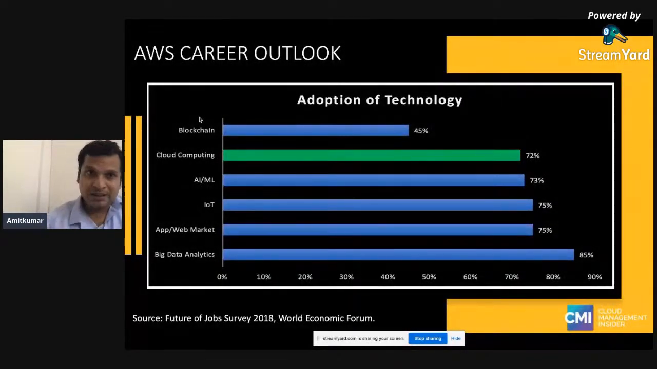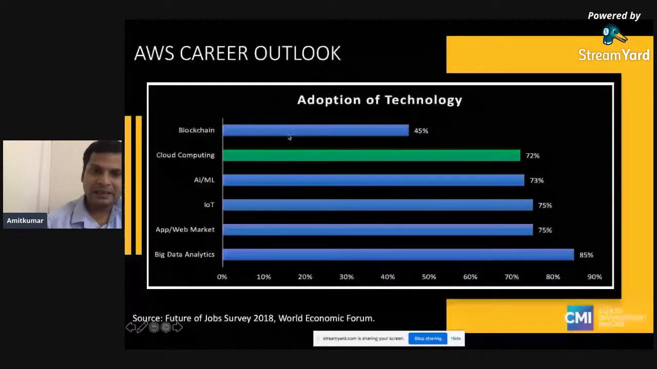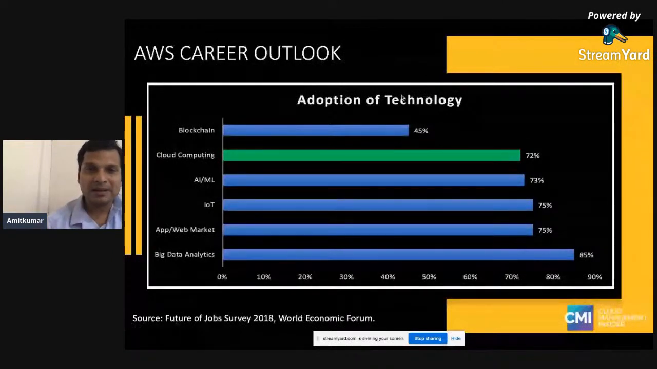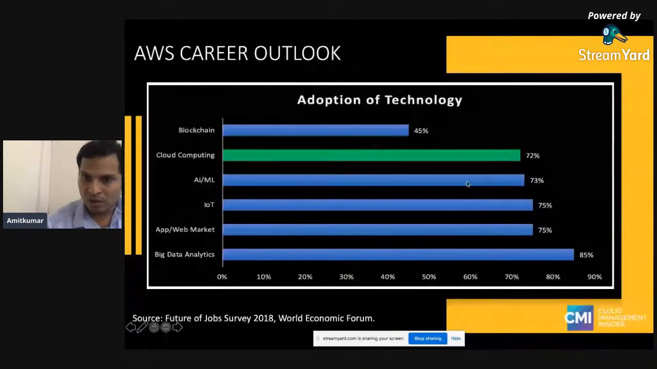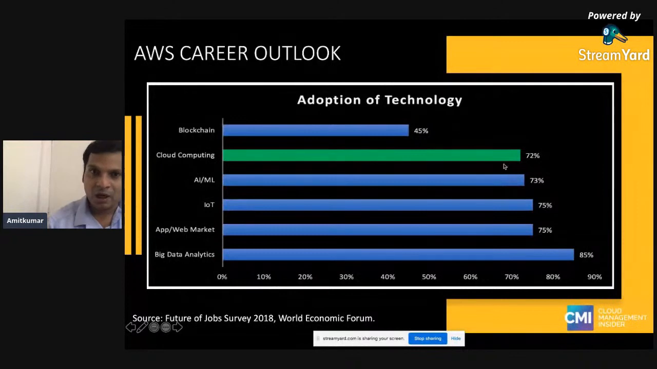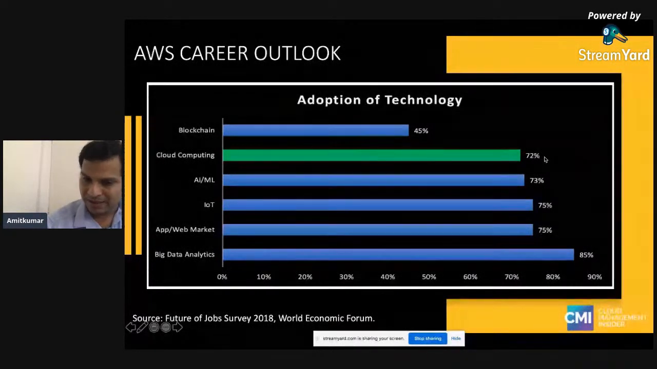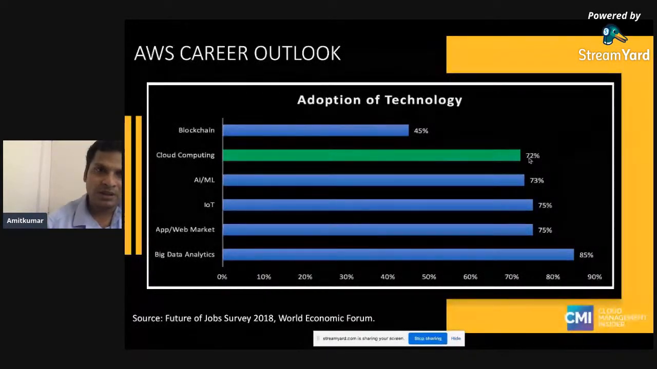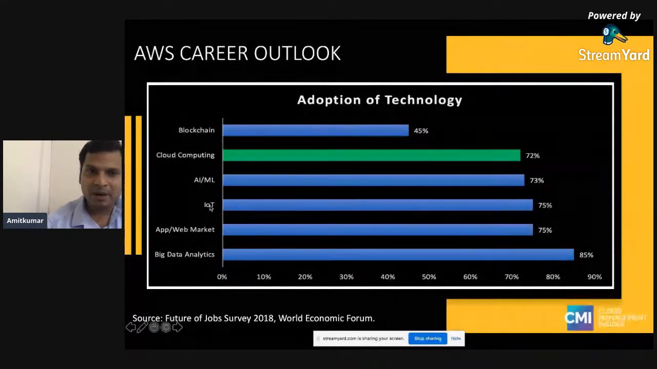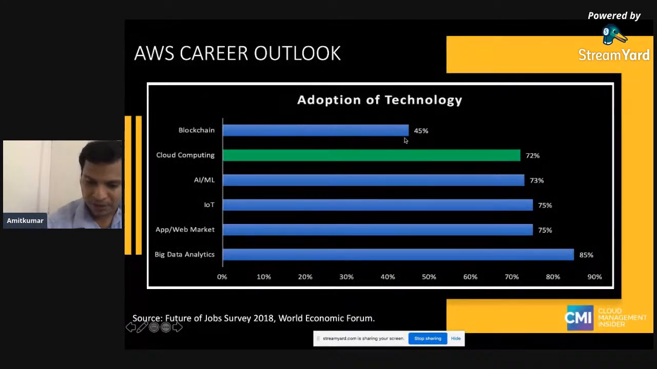Career outlook. This is a report from 2018 by the World Economic Forum, and what they're trying to depict is the adoption of technology by companies and various enterprises, segregated technology-wise. By 2022, cloud computing will be adopted by 72% as a part of their IT technology requirements. Similarly, blockchain, AIML, Internet of Things, app and web market, and then big data analytics. So cloud computing certainly has a bright future, and one has to understand the cloud computing world also.